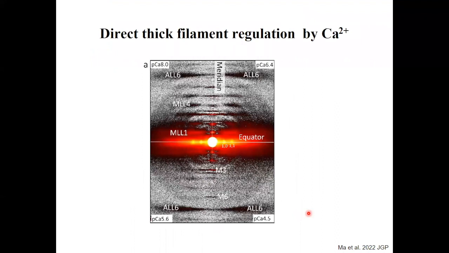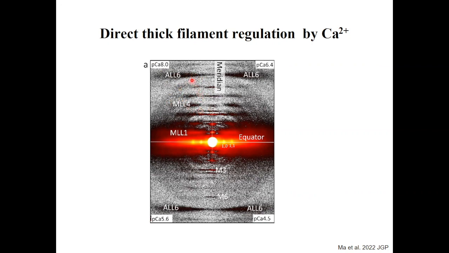And to our surprise, we found that in permeabilized pig myocardium, there is a direct role of calcium on thick filament regulation. If you just look at this pattern qualitatively, this is at pCa 8, and there are a lot of layer lines, a lot of things there. I will show you later what each reflection means.